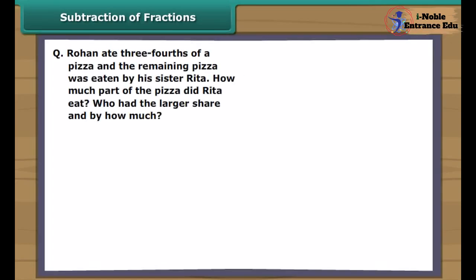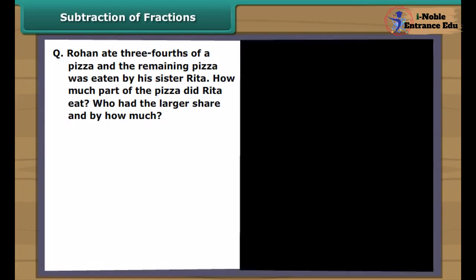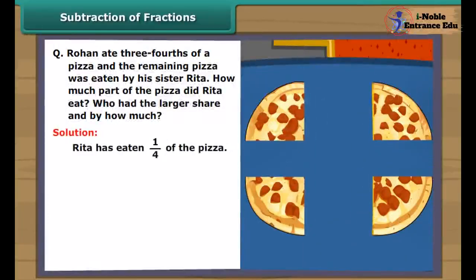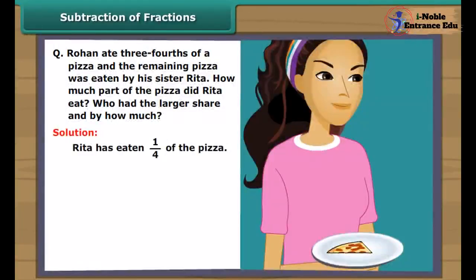Subtraction of fractions. Rohan ate 3/4 of a pizza and the remaining pizza was eaten by his sister Rita. How much part of the pizza did Rita eat? Who had the larger share and by how much? Look at the figure. It shows that Rita has eaten 1/4 of the pizza.